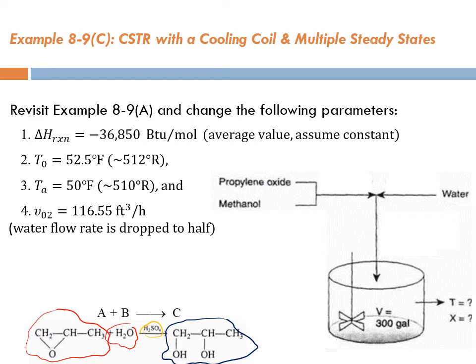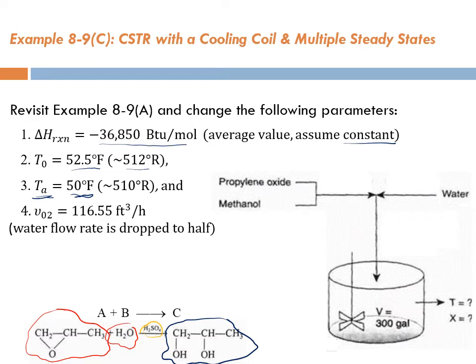The delta H reaction here, we're taking it as a constant value. And T naught there was maybe 75 degrees C. Now here we have 52.5 degrees Fahrenheit, which is around 512 degrees Rankine. We are also changing the ambient temperature. There it was around 85 degrees Fahrenheit. Here we're changing it to 50 degrees Fahrenheit.